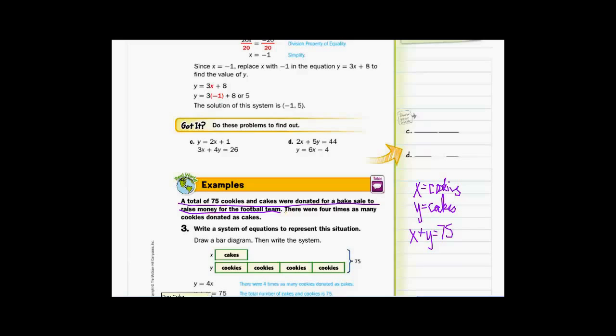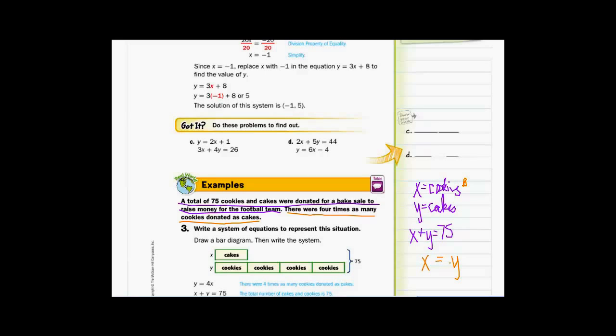Here's the other part. The other part says there were 4 times as many cookies donated as cakes. So here's what I would put. Does X equal Y? No. There were 4 times as many cookies as cakes. So which one of these is bigger? There were 4 times as many cookies. So that means this one is the bigger one.